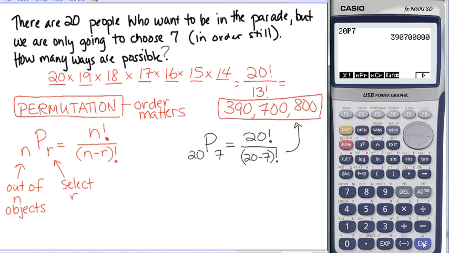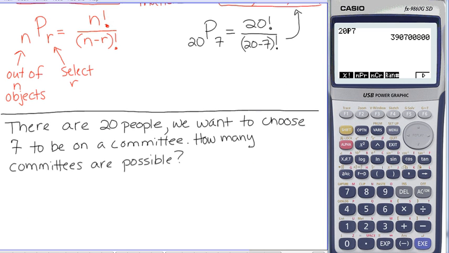All right. Now, what if we just said, instead, there are 20 people in the class, and we want to choose 7 of them to be on a committee? Okay, again, you can pause the video if you want to write this down. But if we're trying to figure out how many committees are possible, in this one, it's a big distinction because the order doesn't matter. Huge distinction here.